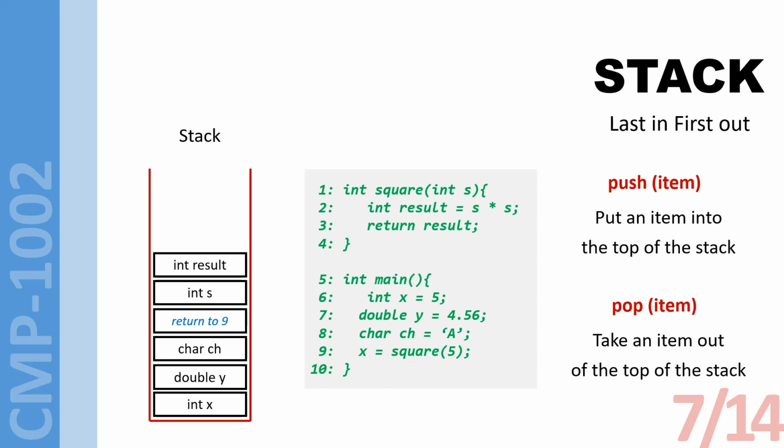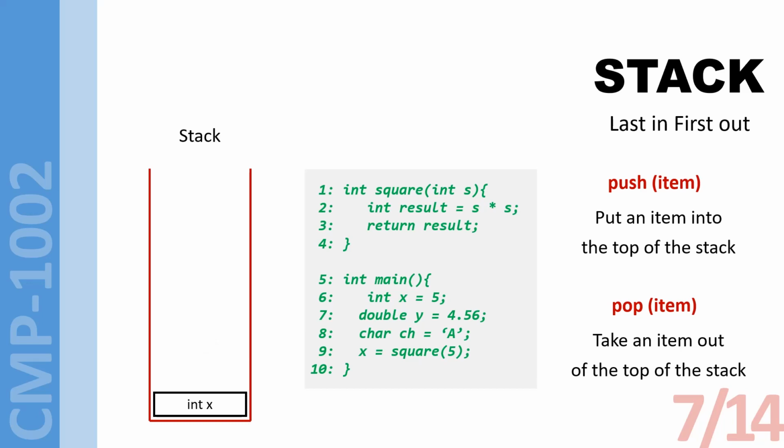So at the end of this square function, the result will be popped back, s will be popped back, and then it will see that it's just supposed to return to 9. And it's going to return to 9. And the result value of the function is going to be copied to the variable x. Then at the end of the program, at the end of the main function, all these three variables will be popped out in the reverse order: the ch, the double, and the x. So this is basically how the stack works.